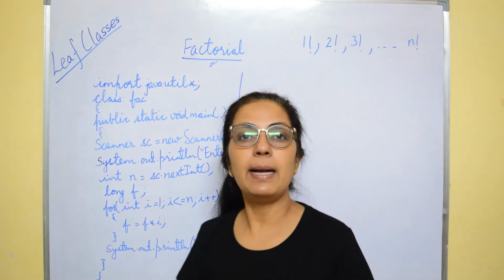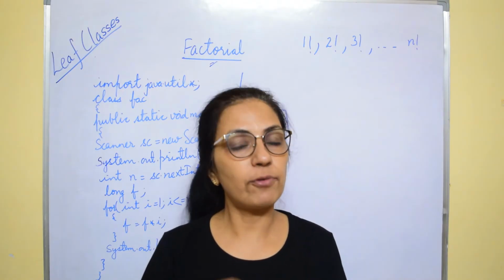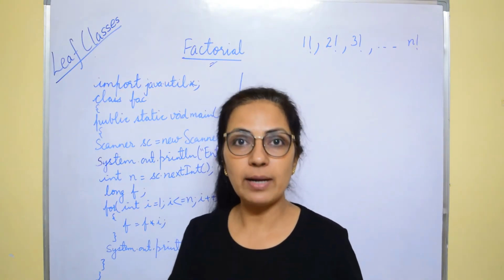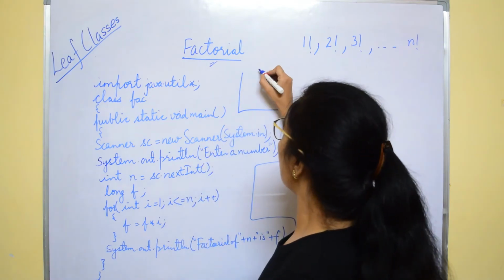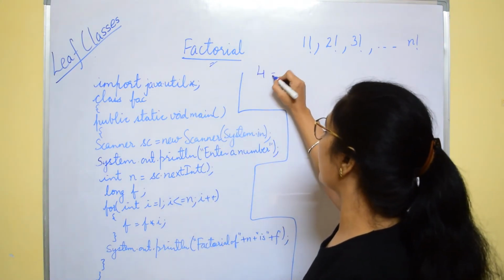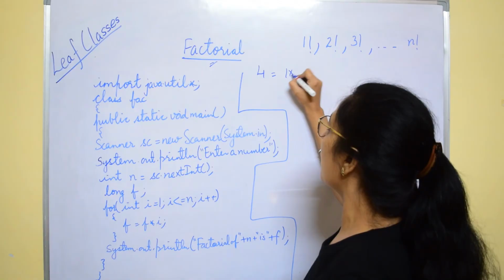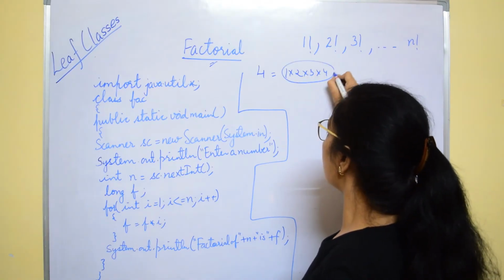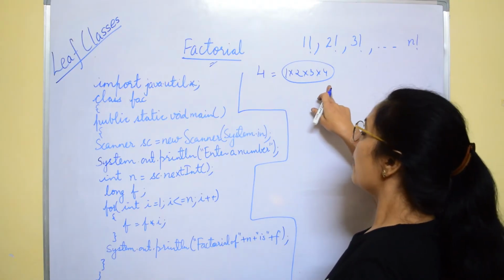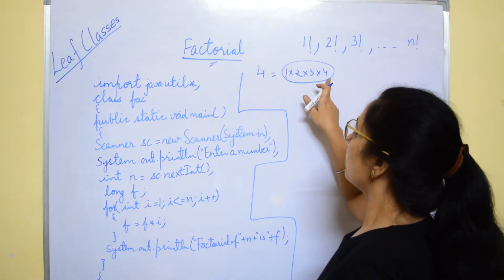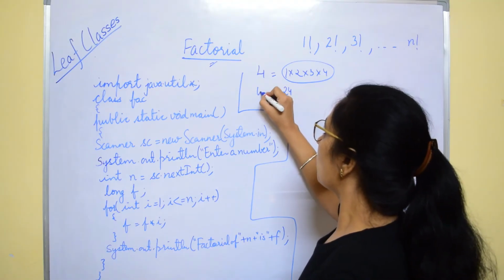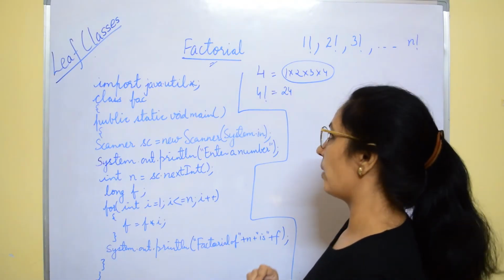Factorial is the multiplication result from 1 till that number. So factorial is the product result, right? If I take the example of 4, the factorial of 4 will be 1 into 2 into 3 into 4. What result is generated after multiplying these? 4 3s are 12, 2s are 24. So factorial of 4 is 24.